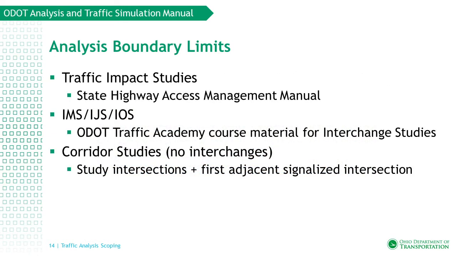The analysis limits for several types of studies are already defined in other ODOT manuals and guidelines. The analysis limits for traffic impact studies are contained in the State Highway Access Management Manual. For interchange justification studies, interchange modification studies, and interchange operations studies, the analysis limits can be found in the ODOT Traffic Academy course material for interchange studies. Corridor studies not involving an interchange will typically include the study intersections along the corridor plus the first adjacent signalized intersection on either side of the study intersections.